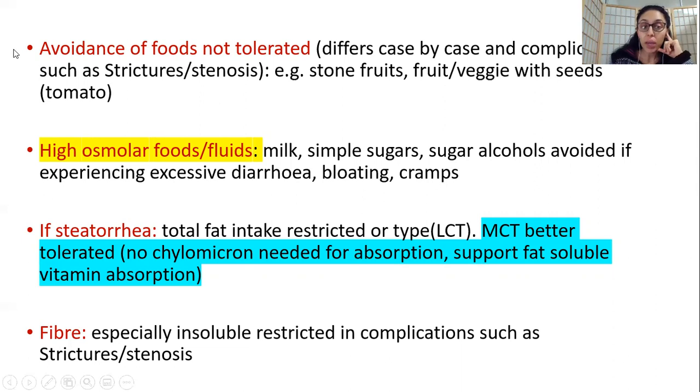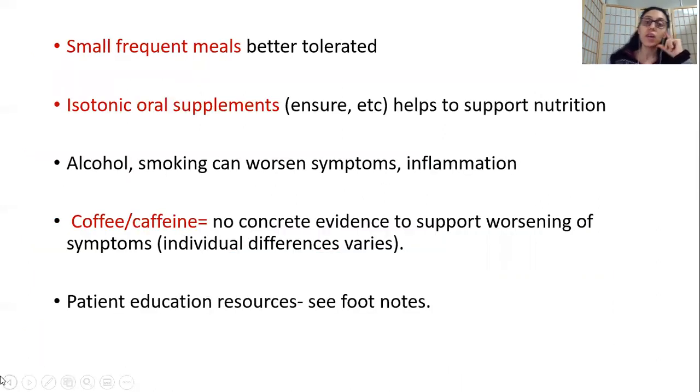Then fibers, as I said, especially insoluble fibers, may be restricted in more complicated cases. Generally, small frequent meals are better tolerated than big meals by individuals suffering from ulcerative colitis or Crohn's disease. And then isotonic oral supplements, meaning not osmolar in nature, which may cause diarrhea and cramps, may be helpful in supporting nutritional support. So oral supplementation like this.